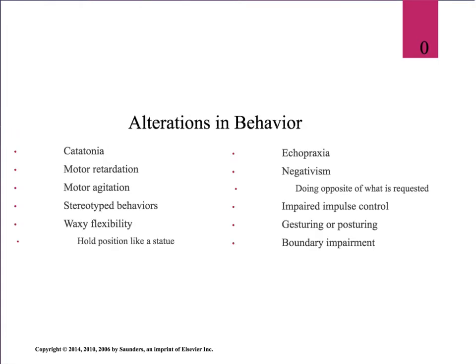Some other positive symptoms are alterations in perceptions. So they may have hallucinations, and hallucinations can be auditory, or maybe a command, or visual. This is the last slide on the positive symptoms. And so sometimes they may have behaviors. Maybe they are catatonic. Maybe they walk and then they just stop and they just stand like a statue. And that can be your waxy flexibility. They may have impaired impulse control. Negativism, doing the opposite of what is requested. You tell them to sit down, they're going to stand up.